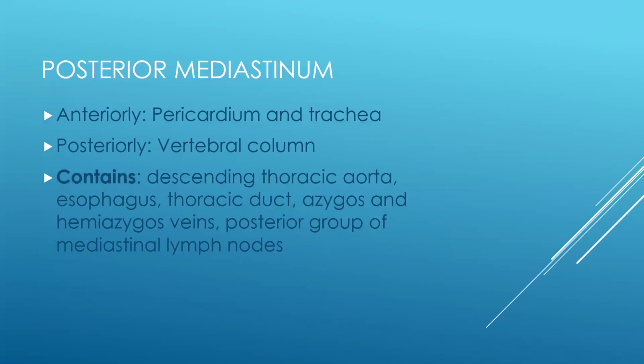And lastly, we have the posterior mediastinum, which is bordered anteriorly by the pericardium and trachea, and posteriorly by the vertebral column. It contains the following structures: your descending thoracic aorta, esophagus, thoracic duct, azygos and hemiazygos veins, as well as the posterior group of mediastinal lymph nodes.